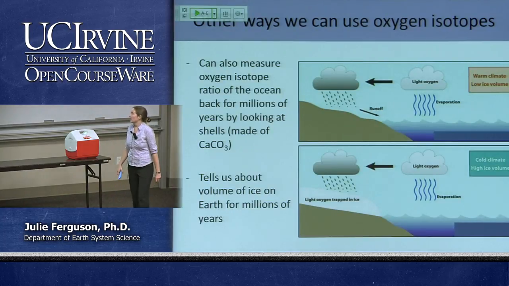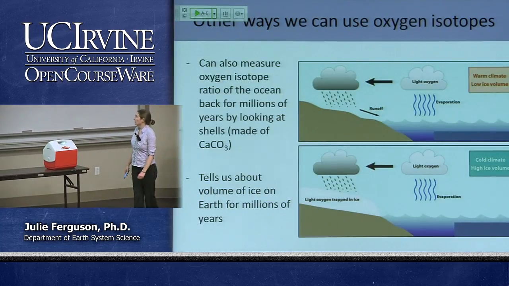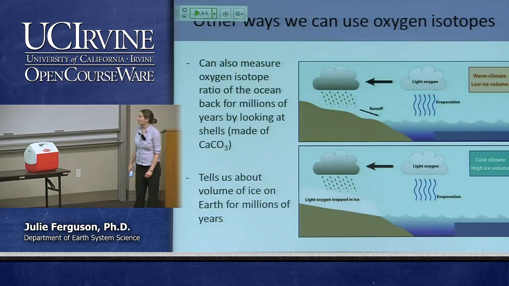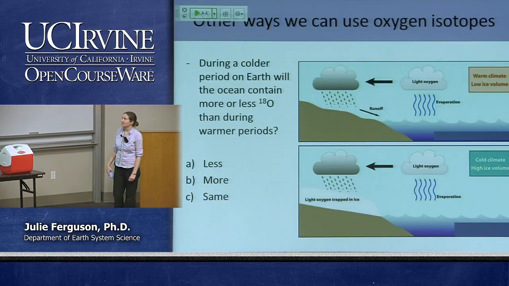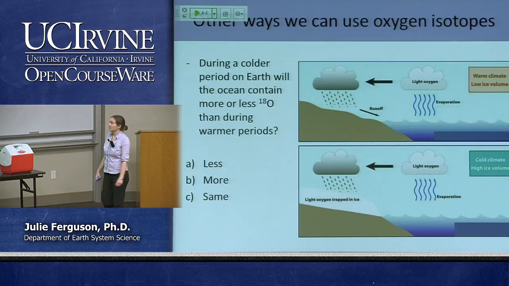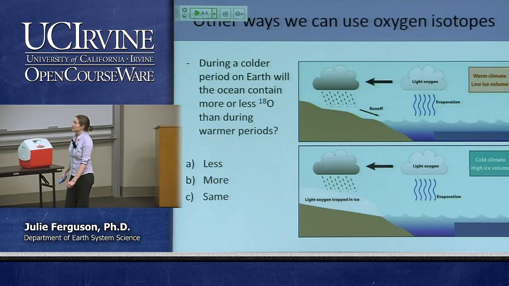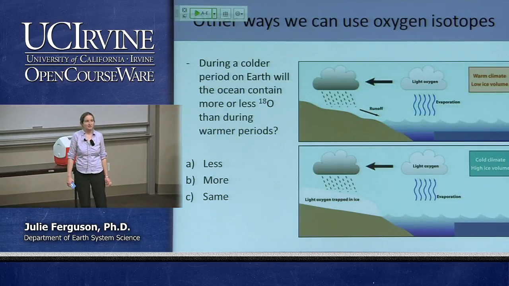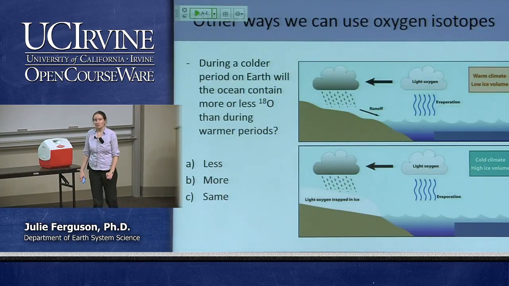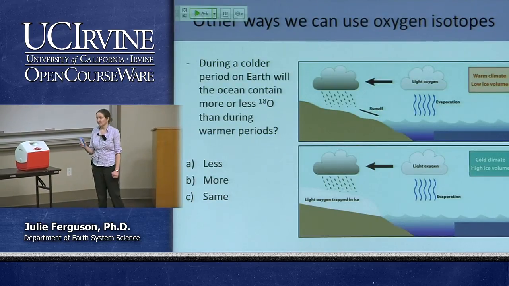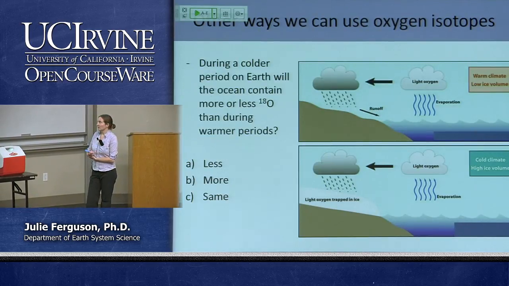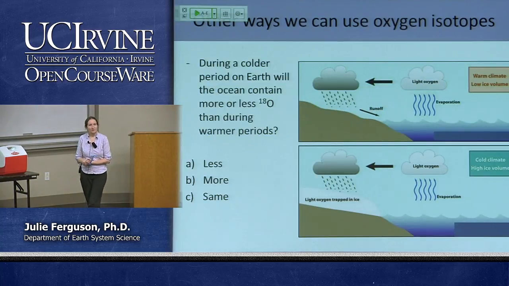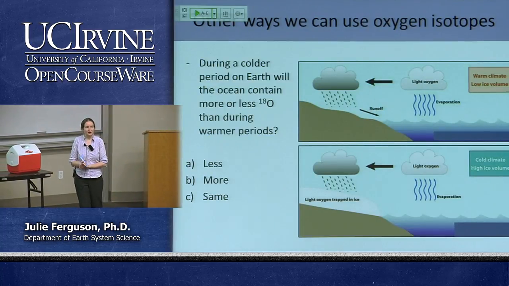Okay? So I have my warm climate at the top. I have my cold climate at the bottom there. And what I want you to tell me is, during a colder period on Earth, will the ocean contain more or less O18 than during warmer periods? I'm going to give you a couple of minutes to think about it. Consult your neighbor again. So during a colder period, will there be more or less O18 in our oceans?